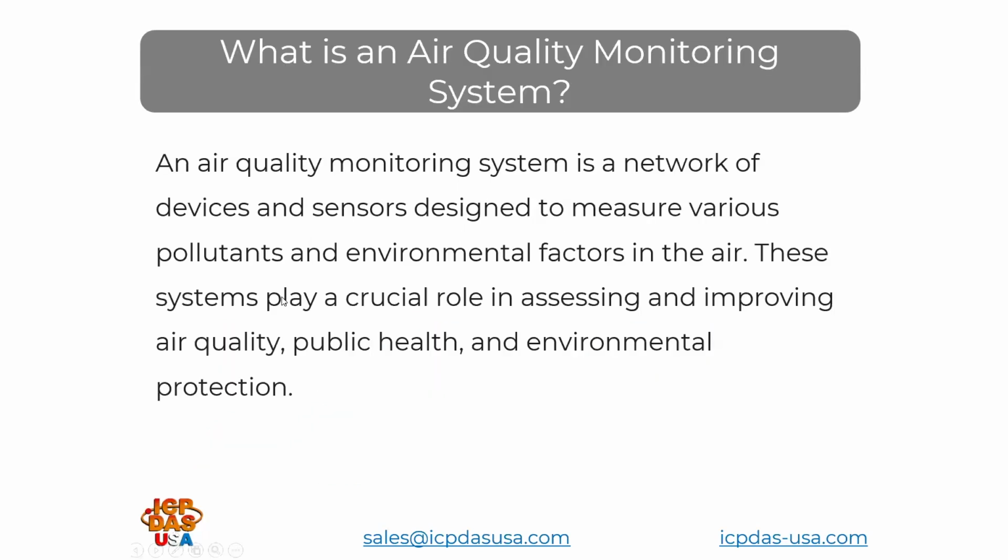What is an air quality monitoring system? An air quality monitoring system is a sophisticated network of devices and sensors designed to measure and analyze various pollutants and environmental factors in the air. These systems play a vital role in assessing and improving air quality, safeguarding public health, and protecting the environment.